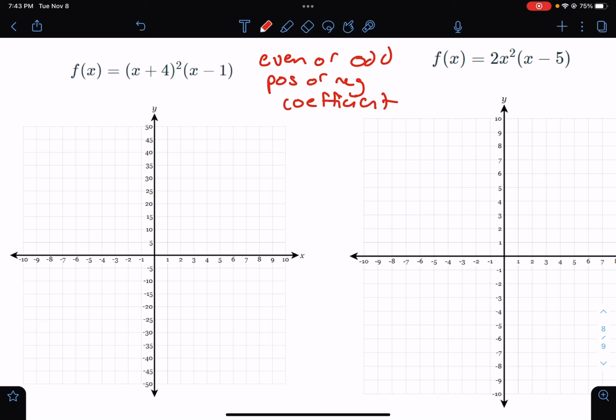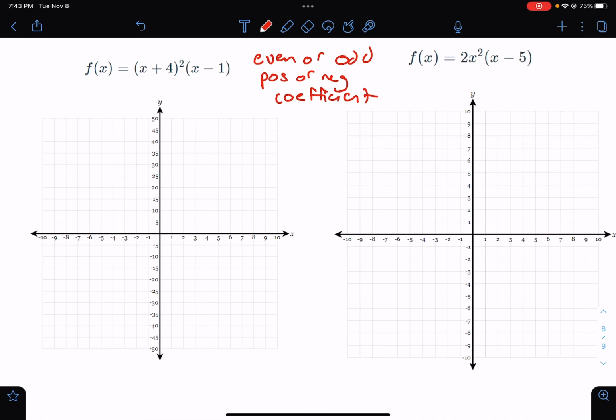All right. And then obviously, those are the two things you think about. And the two things that you really need to find are going to be the roots and your y-intercept. Okay. Once you have all this information, then you can go ahead and graph it.